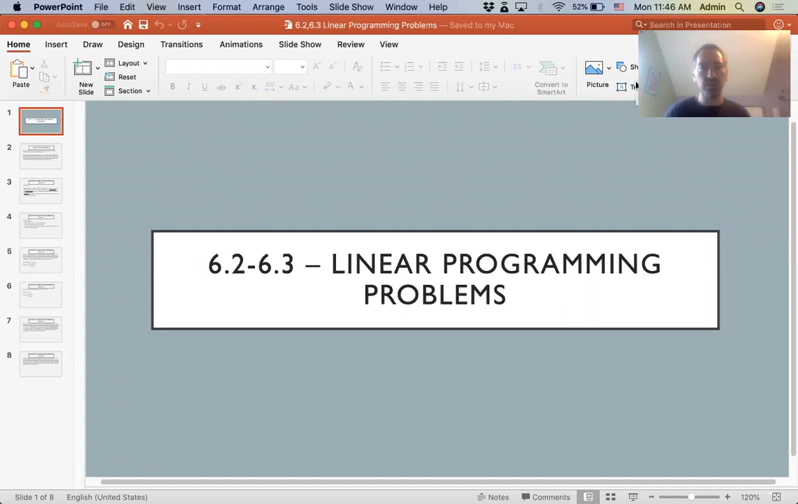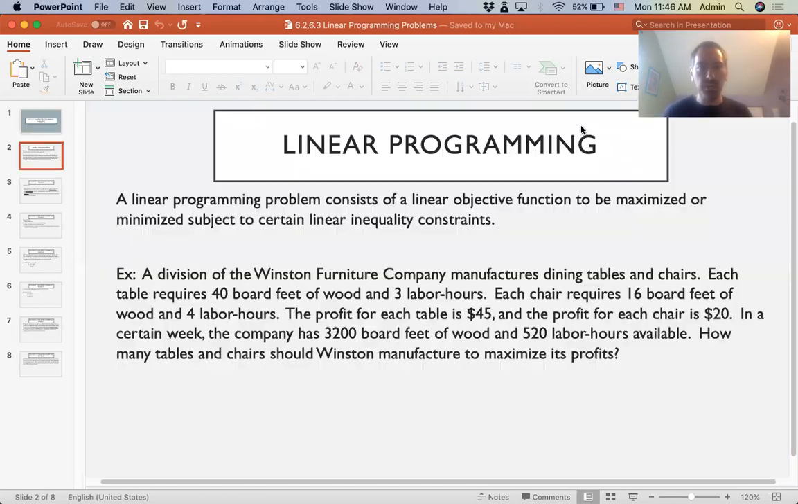So now that we've seen how to graph systems of linear inequalities, we can use this to solve our linear programming problems. We'll start out with a basic linear programming problem, set up the problem, and then we can see how this method of corners works in order to solve this problem.